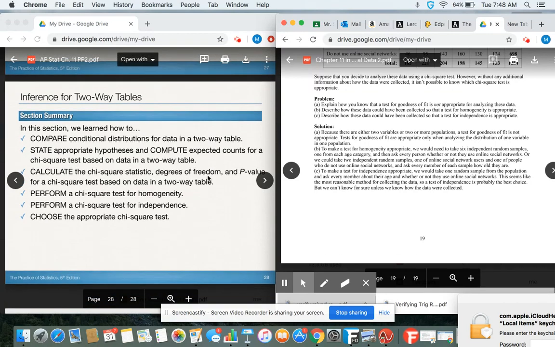All right. And when you're all done, you just want to make sure that you are comfortable comparing the conditional distributions, that you can state the hypotheses, that you can figure out the expected counts and the chi-squared number, which you can definitely do on the calculator. Make sure you know how to do that. You want to understand the difference between these 3 types of tests. Mainly in this particular section the focus was on homogeneity and independence. But definitely want to tell the difference between chi-square goodness of fit as well.